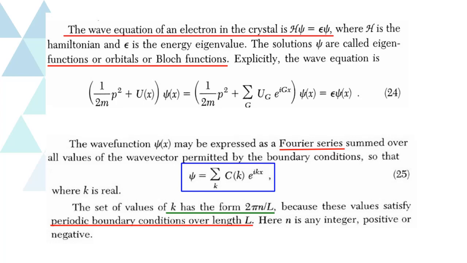The wave function psi of x may be expressed as a Fourier series summed over all values of the wave vector permitted by the boundary conditions, so that psi of x is equal to summation over k, ck exponential ikx. Remember that potential expression is summation over g, whereas in wave function summation is over k, where k is real. The set of values of k has the form n 2 pi by L because these values satisfy periodic boundary conditions over length L. Here n is any integer, positive or negative.